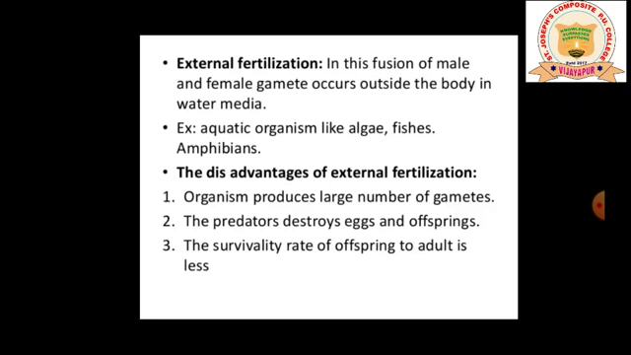So when external fertilization is going to occur, my dear students, it has a few disadvantages. The organism has to produce a large number of gametes, so that they can go and meet the female reproductive part. The predators destroy eggs and offsprings. The enemies may destroy their eggs and the hatched offsprings also. There is a possibility that many predators will be present around them. They may kill off, or they may eat the eggs of the other organism. The survival rate of the organisms to the adult is less.